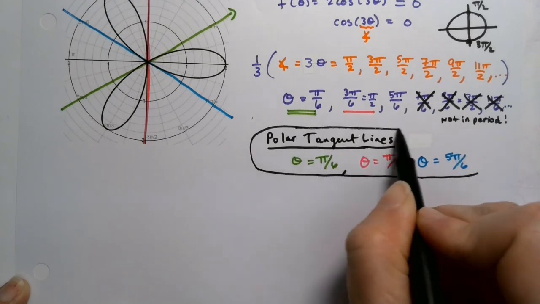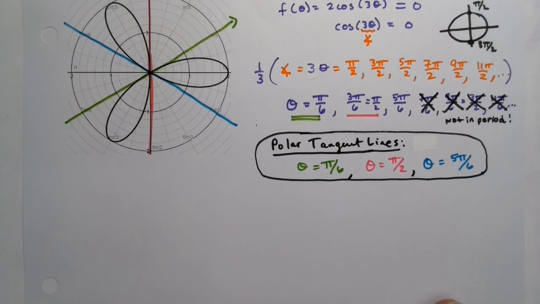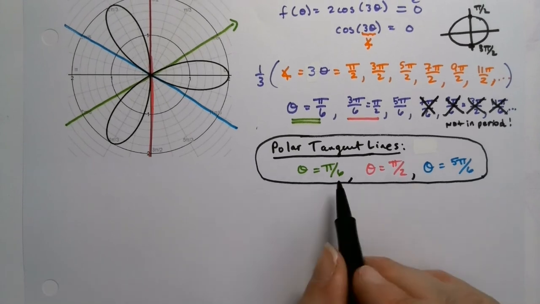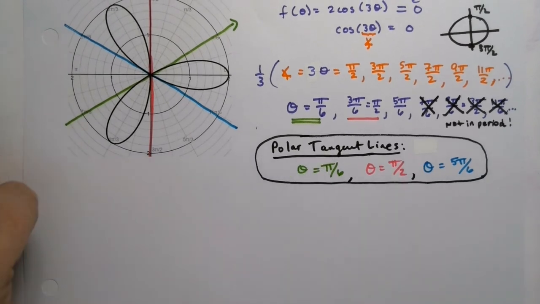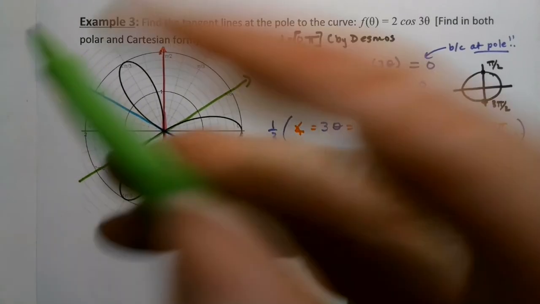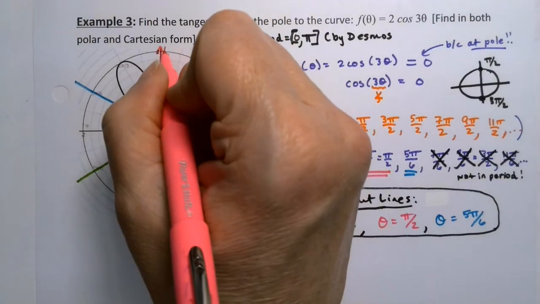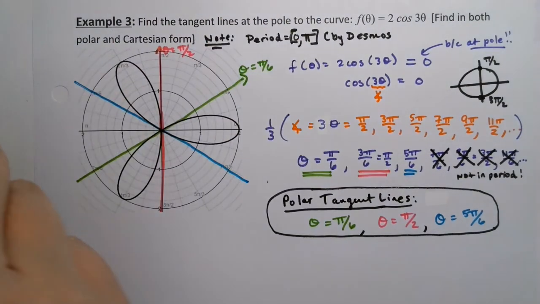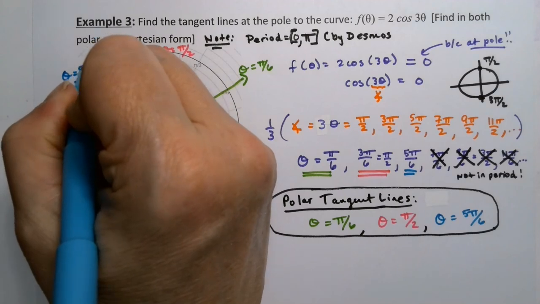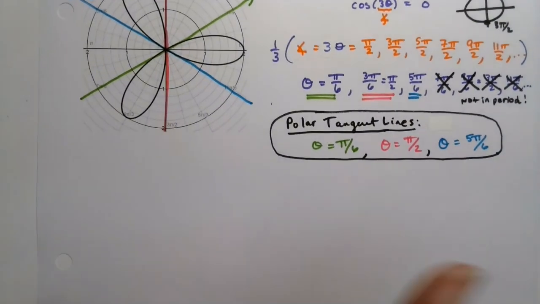Now I'd be done, except they want the Cartesian form also, the jerks, right? So I've got the polar lines, no problem. Polar lines are easy because the polar lines are whatever angle you came up with. So we had 3 angles. Those 3 angles are polar tangent lines, right? So this one is theta equals pi over 6. This one's theta equals pi over 2. And this one's theta equals 5 pi over 6. Done. All right, now we need rectangular forms.